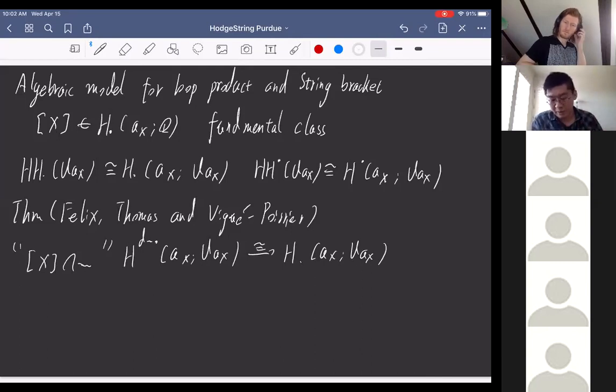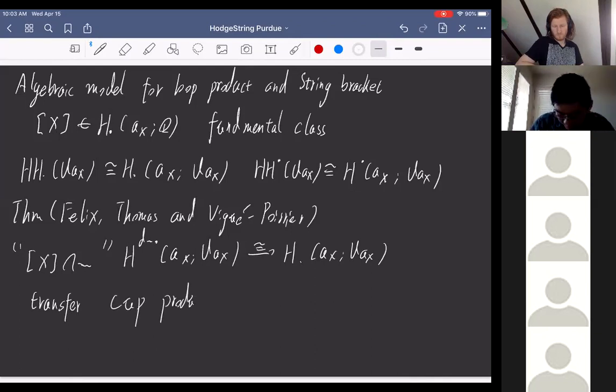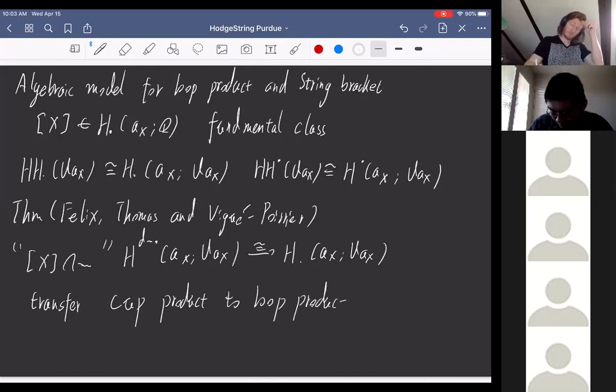And what they show is that on the left-hand side, you have a cohomology theory. Actually, it has a cup product, right? On the right-hand side, it is isomorphic to the ordinary homology of the free loop space. And what they show is that this isomorphism actually transfers the cup product to the loop product. If you count the degree, it also makes sense. The cup product on the left-hand side is of degree 0, and using this identification, you can show that the loop product is indeed of degree -d. Okay, so that's their result.